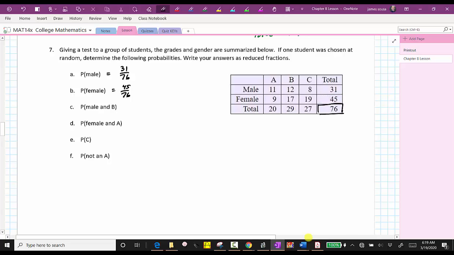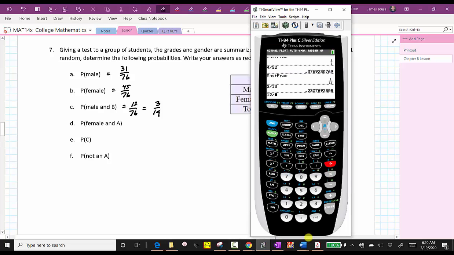Next, we want the probability of selecting one student, and the student is male and has a B. So of the males, notice how 12 of the males have a B, and therefore the probability of selecting one student that is a male and has a B is 12 out of 76, or 12/76, which does simplify to 3/19. And again, if we needed to, we can always take 12 divided by 76, enter, math, enter, enter, which gives us a simplified fraction.